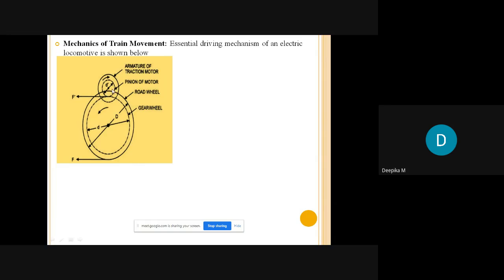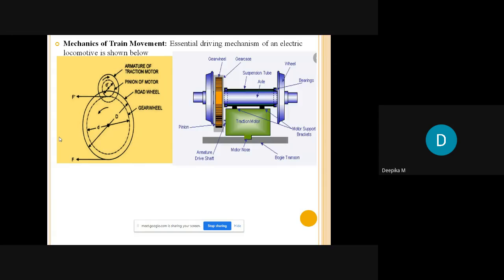The diameter of the pinion of the motor is d dash. You can observe here it is d dash, and small letter d is the diameter of the gear wheel, and capital letter D is the diameter of the road wheel. F dash is the tractive force at the edge of the pinion. The force is transmitted here. So this is the force at the pinion of the motor, and by this mechanism the force is transmitted to the road wheel. That is called F, and these two forces are in the same direction. So this is how the construction is in the train.